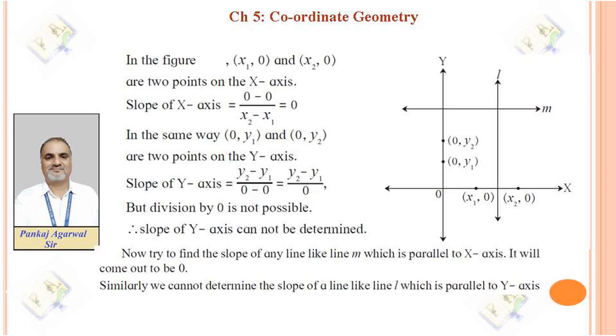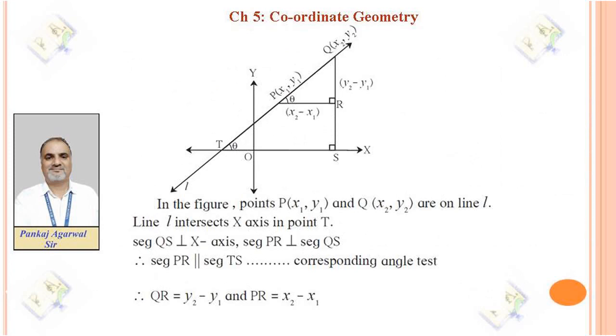The slope of any line like M, which is parallel to the x-axis, will come out to be 0, and we cannot determine the slope of a line like line L, which is parallel to the y-axis. Let's consider this figure.